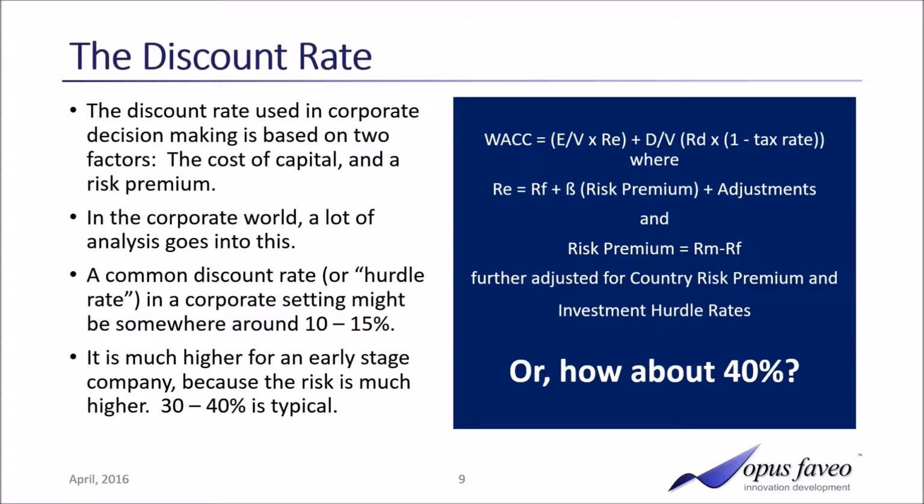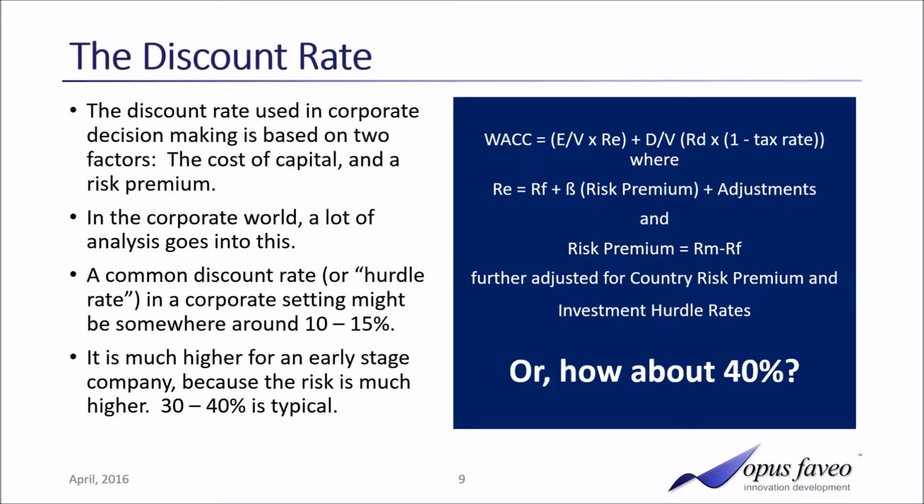So the discount rate is critical in corporate decision making, and in large companies, what you'll see is a group of people, the rocket scientists in the corporate finance group or in the treasury group, who will be tasked with deciding the discount rate. You might have other individuals contributing components to the discount rate, risk hurdles around country risk, for example, but it's taken very, very seriously. A lot of analysis goes into this.